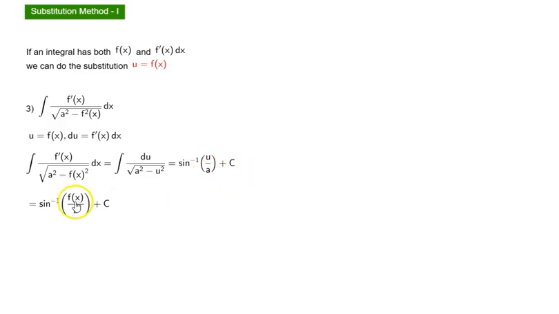Again, we substitute back u. So this is equal to sine inverse of f of x by a plus c. Let's look at the fourth one. Integral of f prime of x dx divided by square root of f of x square minus a square. Pretty straightforward. u is equal to f of x, du is equal to f prime of x dx.